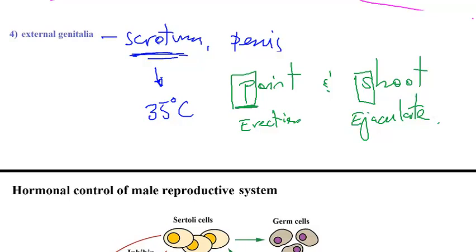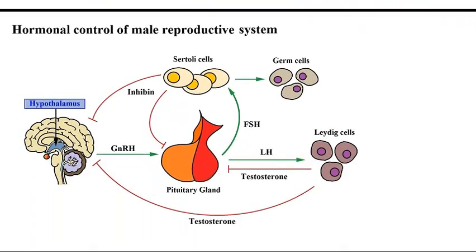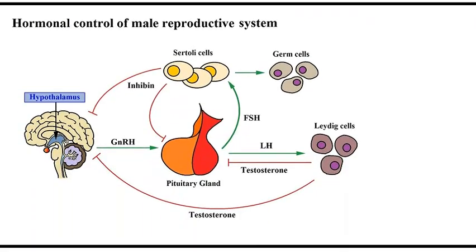Now let's move on to the hormones that are secreted by the male reproductive organs. Everything here starts with the hypothalamus. The hypothalamus releases gonadotropin releasing hormone, which acts on the anterior pituitary gland, shown here in orange. Gonadotropin releasing hormone acts on the anterior pituitary gland to release two different hormones: one is the follicle stimulating hormone, and the other one is the luteinizing hormone.